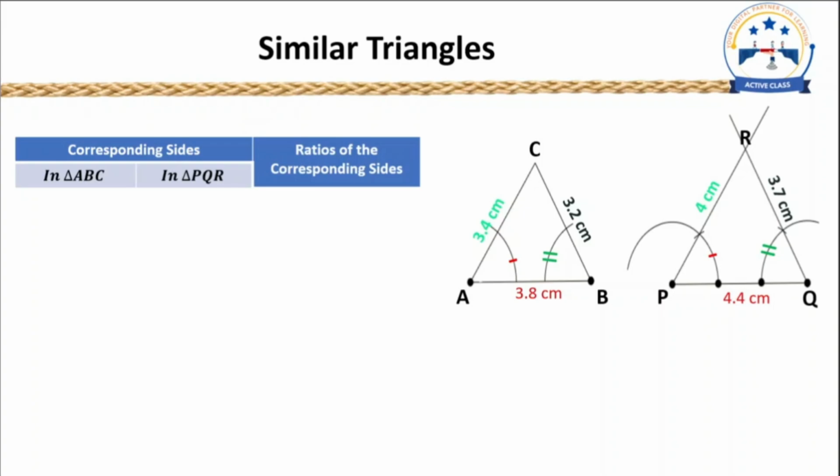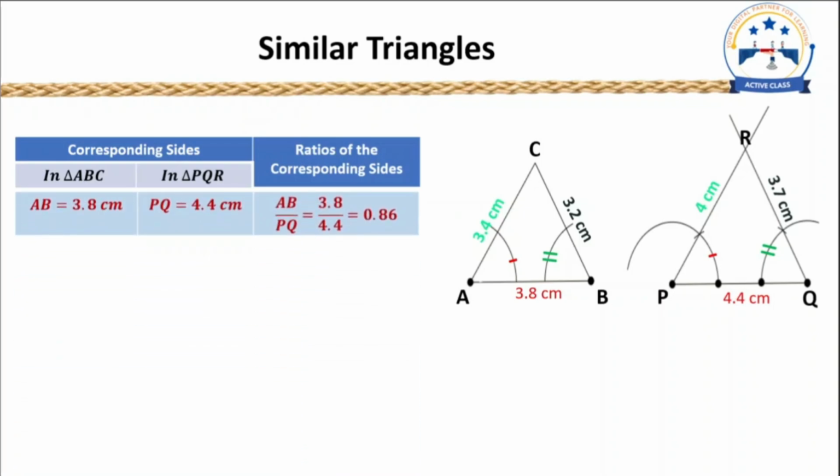Here I have made a table with corresponding sides and I will calculate the ratios to see the relationship. In triangle ABC and PQR, AB equals 3.8 centimeter and PQ equals 4.4 centimeter. If I calculate the ratio of AB and PQ, that means if I divide the length of AB with length of PQ, then I'll get 0.86. Do I get 0.86 again if I calculate the ratio of other pair of corresponding sides?